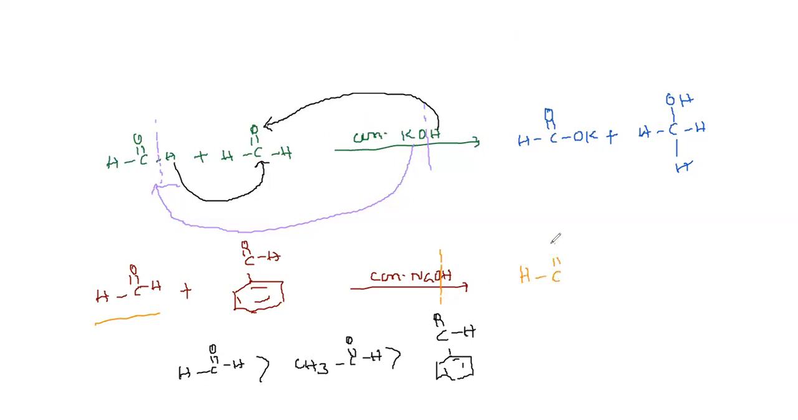This is converted to, you have to break this bond, then HC double bond ONa. Then this H is attached here, this H is attached to oxygen, so HCOH H, then this one. With this you can easily find out whether it is a Cannizzaro reaction or not.